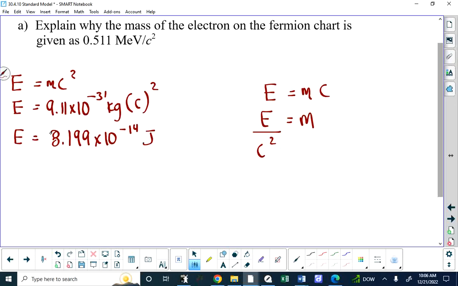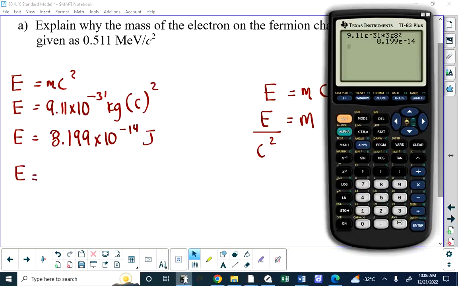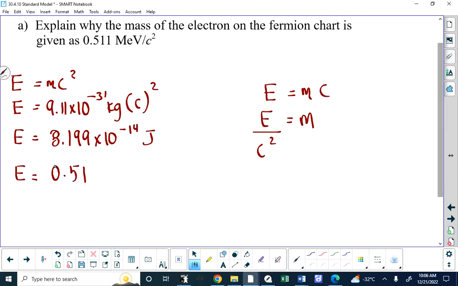Divide by c squared. So again, I'm going back to the idea that the mass is the energy over c squared. But physicists, especially nuclear physicists, don't like to use joules for energy. They like to use electron volts. So let's convert this to eV. And I get 512,000. I get 0.512 million eV.